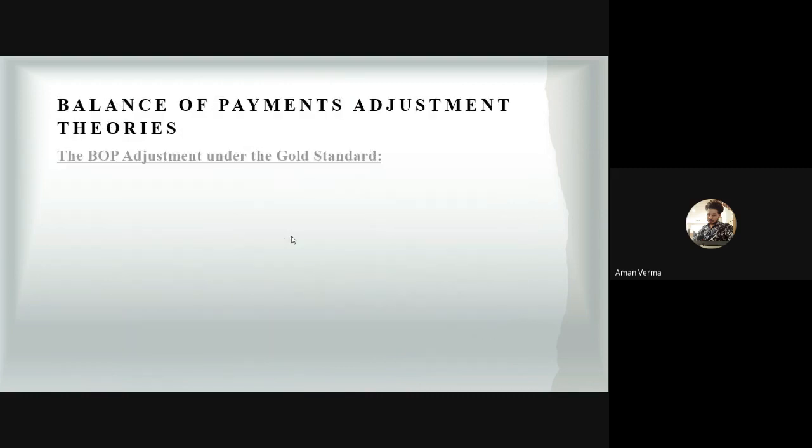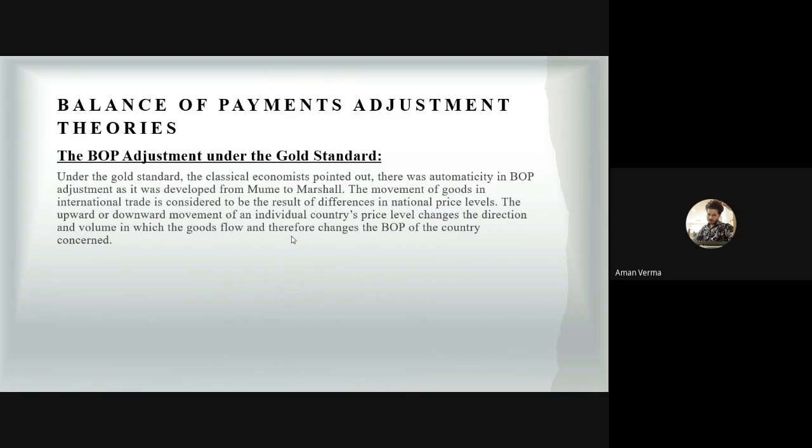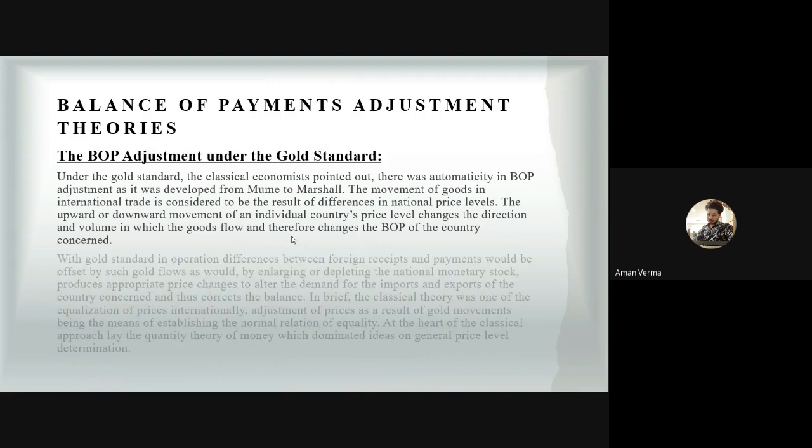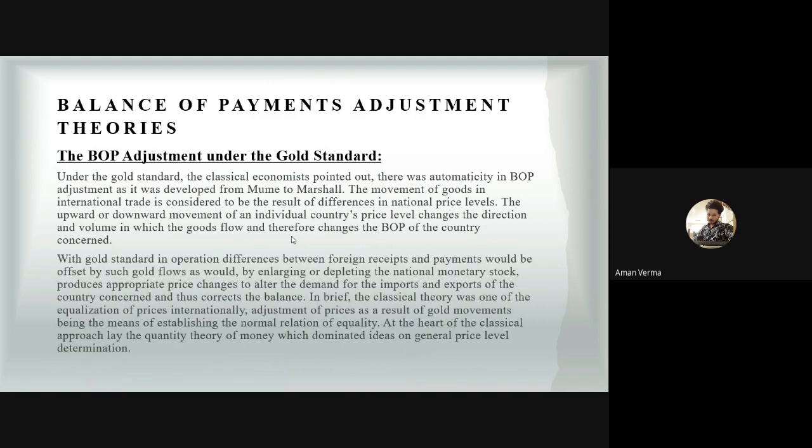Now, the balance of payment adjustment theories continued. The balance of payment adjustment under the gold standard. In this, the gold standard, the classical economists pointed out there was automaticity in balance of payment adjustment, as it was developed from Hume to Marshall. The movement of goods in international trade is considered to be the result of differences in national price levels. The upward or downward movement of an individual country's price level changes the direction and volume in which the goods flow and therefore changes the balance of payment of the country concerned.